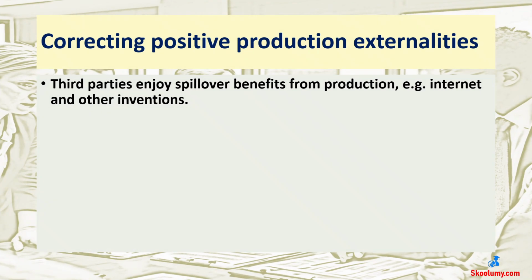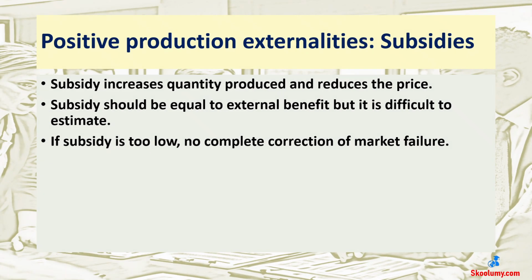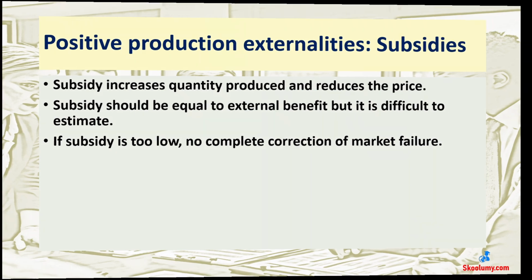Correcting positive production externalities. Third parties enjoy spillover benefits from production, e.g., internet and other inventions. Positive production externalities, subsidies. Subsidy increases quantity produced and reduces the price. Subsidy should be equal to external benefit, but it is difficult to estimate. If subsidy is too low, there is no complete correction of market failure.